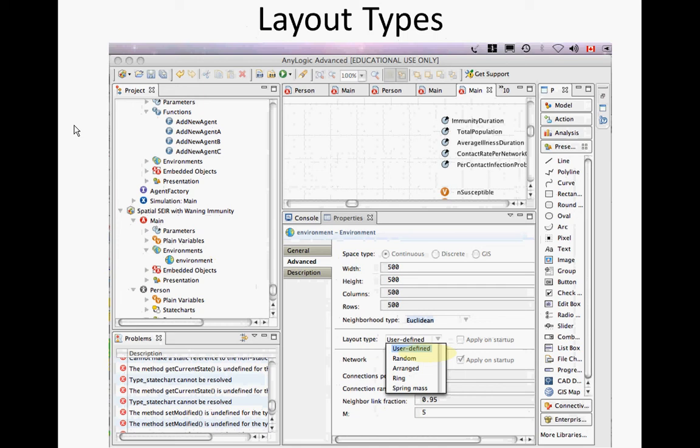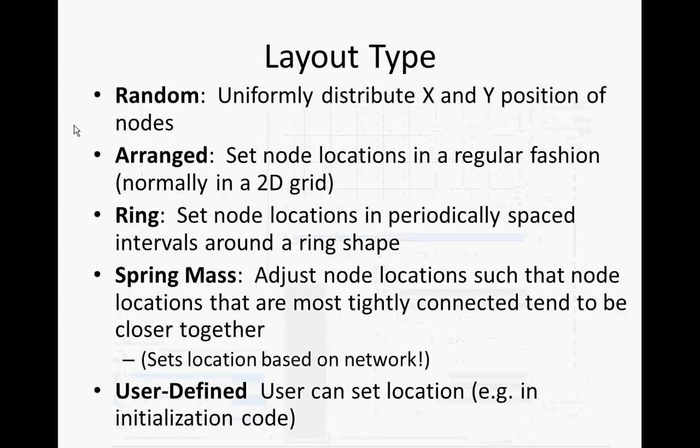They can be arranged in a ring lattice, in which case they're connected with some number of individuals to either side. Excuse me. This is the layouts, in which case they're arranged in a ring. Connectivity will be decided by the network features, but they're arranged in a ring, or they can be arranged in a fashion that depends on their connectivity. So here's the different types of layouts. This determines people's position or the agent's position. Random, arranged, ring, spring mass, and user-defined.